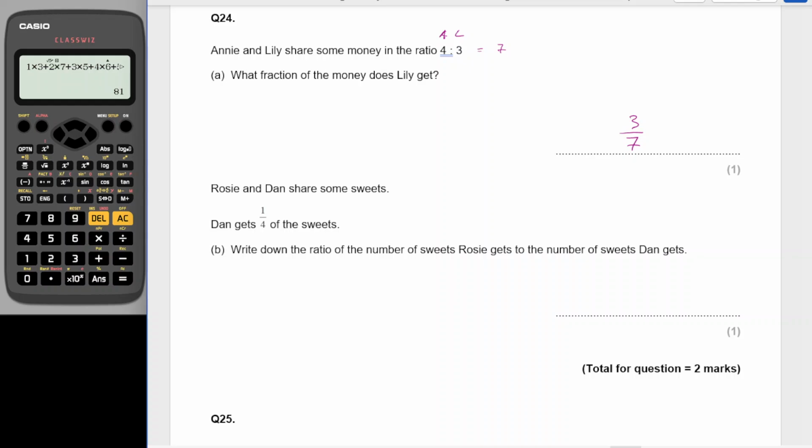Rosie and Dan share some sweets. Dan gets 1/4 of the sweets. Write down the ratio of the number of sweets Rosie gets to the number of sweets that Dan gets. So Rosie first, then Dan. So that's going to be 3 to 1 because we've got 4 parts. So in effect, like I did before, we've got Rosie and Dan, and we know that there are 4 parts because of the denominator, and we know that Dan gets 1. So there are 3 parts left.